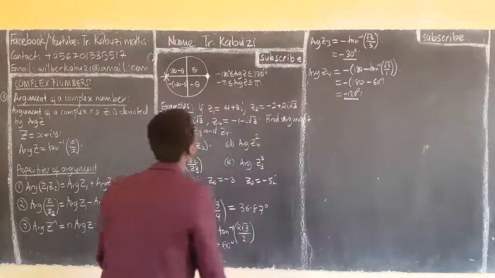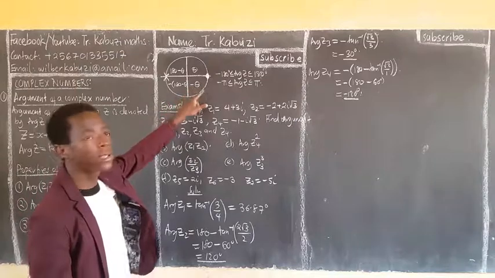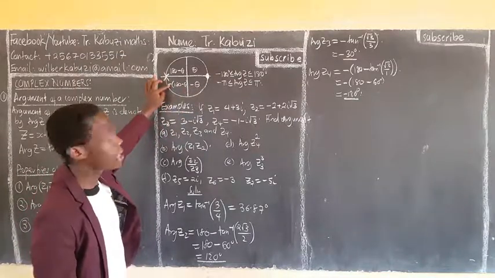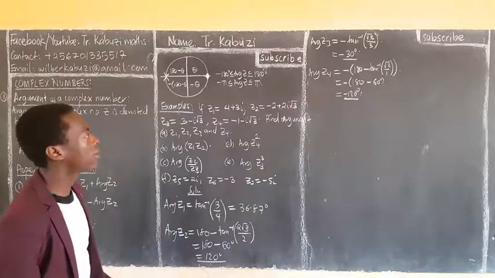Now, in there, you can see that here we always have a negative, because we are moving in a clockwise direction. That's why even here it's negative, because we are moving in a clockwise direction. So, that's how you get the argument of those things.